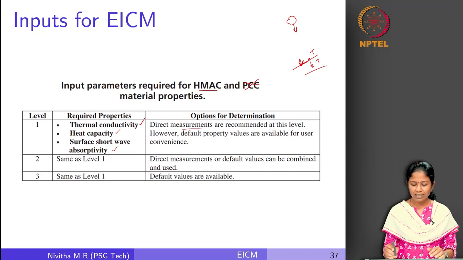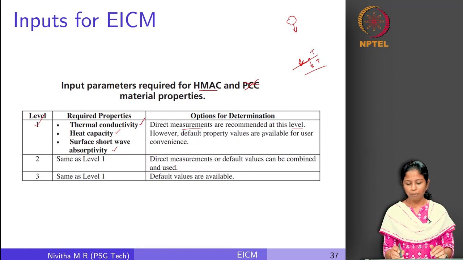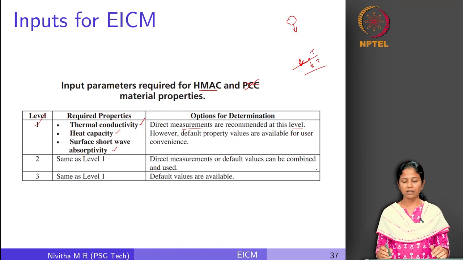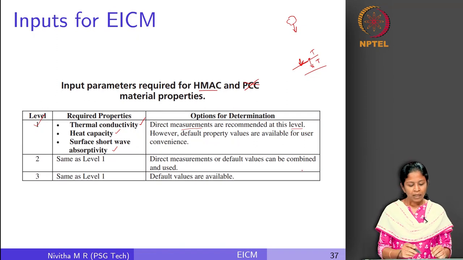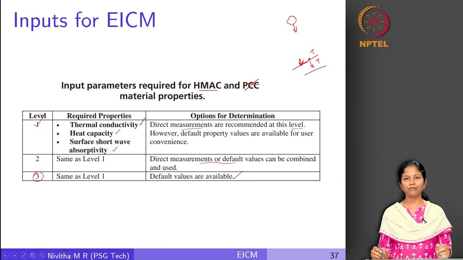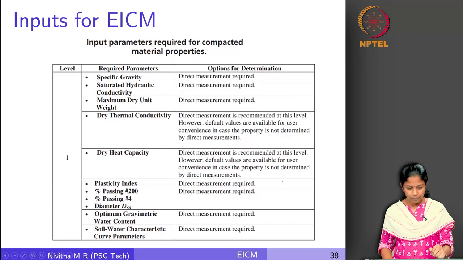So direct measurements are recommended for this at level 1, you can see here, but default properties are also available for user convenience. So we can use any of these two methods to obtain this value. For level 2, the same properties, direct measurements or default values. Level 3, you can see they have directly said that we can use default values available. So this is for the hot mix asphalt.